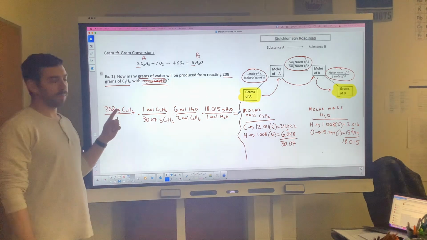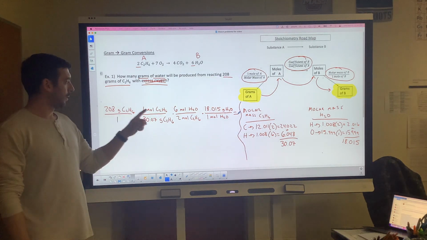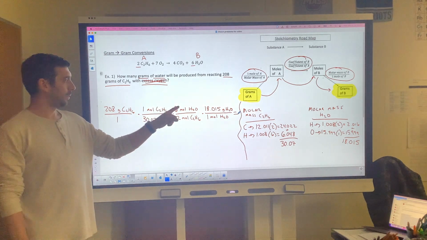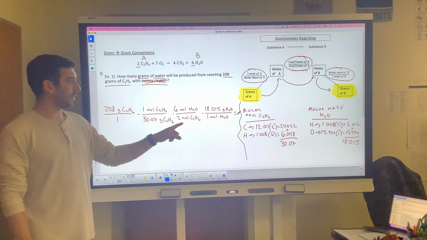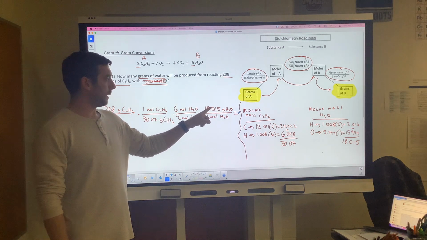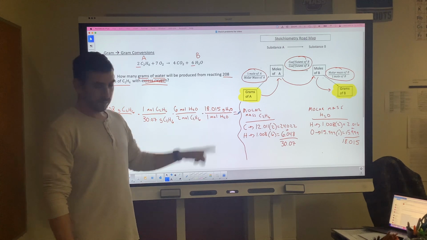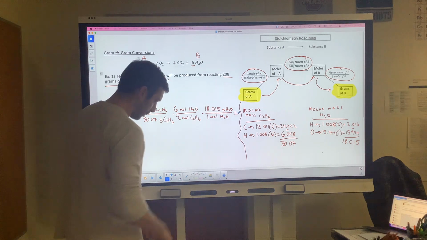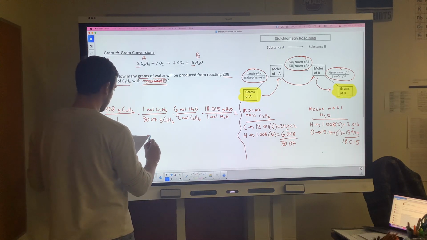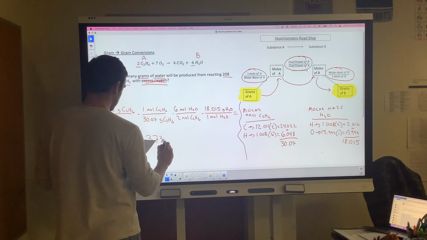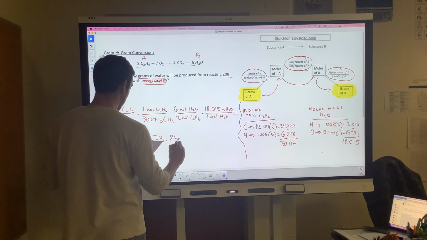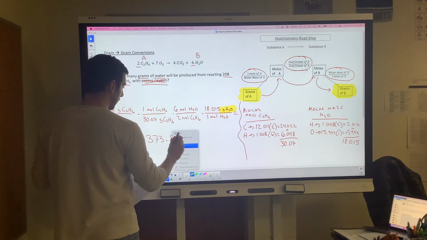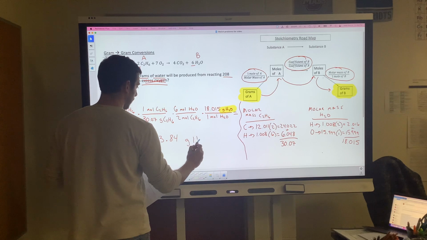Again, multiply on top, divide on the bottom, so we'll do 208 times 1 divided by 30.07 times 6 divided by 2 times 18.015 divided by 1. And again, we're rounding to the hundredths place, 2 decimals, so our final answer should be 373.84. And we look for our unit at the end. It will be in grams of water.